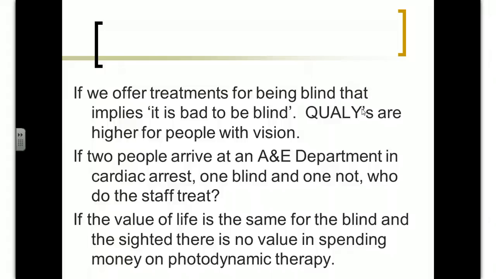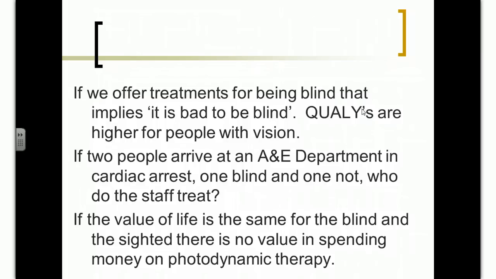However, if two people arrive at an A&E department in cardiac arrest, both suffering from severe heart attacks, one blind and one not, who does the staff treat? Two ambulances roll up at the very same time. The A&E department has one cardiac arrest unit. They must choose which person goes into that. They're presented with two patients, quickly get a synopsis of their conditions, and figure out that both are quite similar, both suffering the same severity of heart attack, but one is blind and one is not.